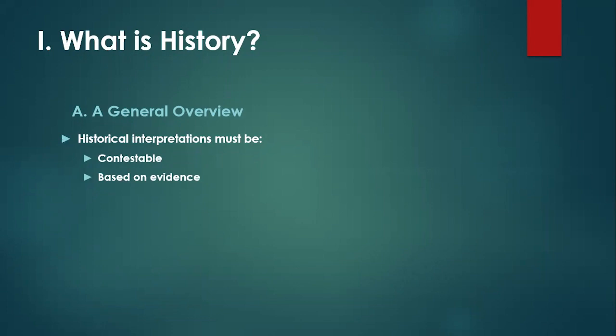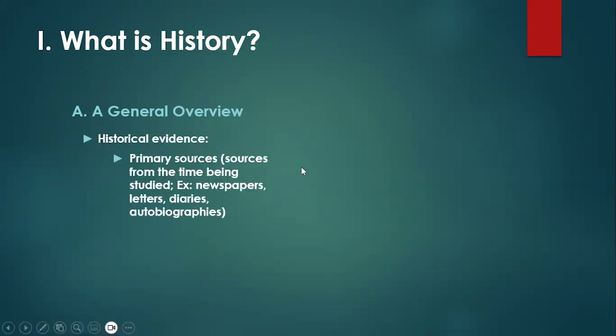All right, so that leads us to another question. What type of evidence do historians explore? Historians use multiple types of evidence. We try to rely pretty heavily on what we call primary sources, meaning sources being studied in the period.